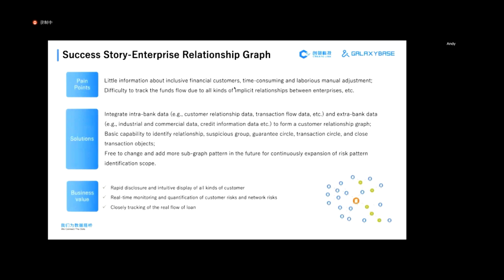In the enterprise relationship graph use case, where customers have difficulty tracking the funds flow due to all kinds of implicit relationships between enterprises, we integrated intra-bank data, like customer relationship data, transaction flow data, etc., and interbank data, like industrial and commercial data, credit information data, etc., to form a customer relationship graph, providing basic capability to identify relationships, suspicious groups, guarantee circles, transaction circles, and closed transaction objects to do real-time monitoring and quantification of customer risks and network risks.